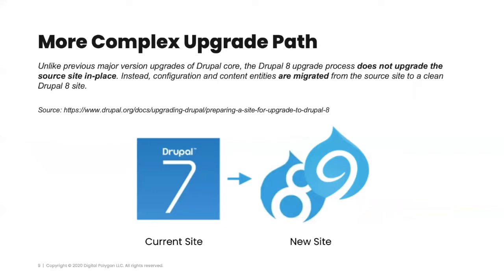I took this straight from Drupal.org. And they're very upfront about it in their documentation that unlike previous versions, the Drupal 8 upgrade process does not upgrade the source site in place. It requires you to spin up a second website that's in Drupal 8 and do a migration from 7 to 8 in order to upgrade your site. The migration tools that are there are great, but they really only cover core functionality. And we'll get into that in a minute.